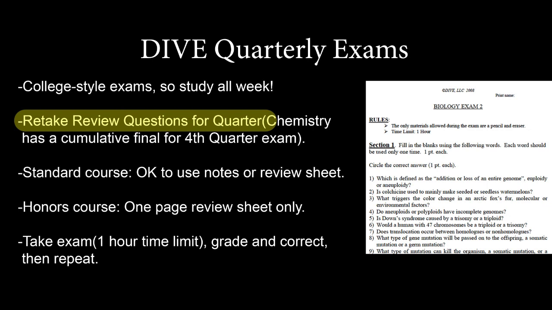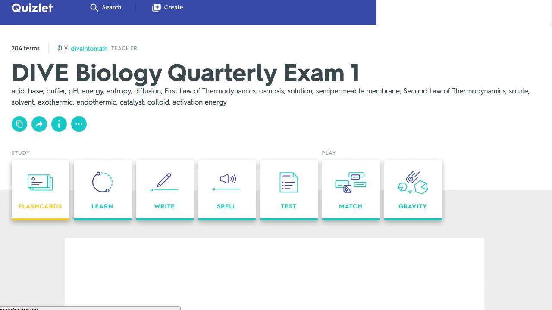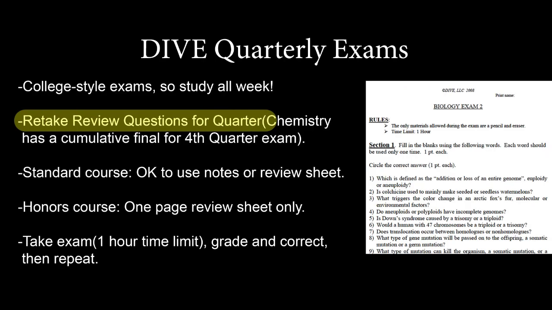Now, you also want to review your definitions, and on the assignment charts, you can find that there will be, like for exam 1 here for biology, there's a whole Quizlet set that is all of the definitions for that quarter. They're all there in one place. The most important thing to do, though, is do those review questions, and in particular, make sure you know any definitions that are included in those, because the quarterly exam is based off of the review questions. And remember, the review questions are based primarily off of your lectures.